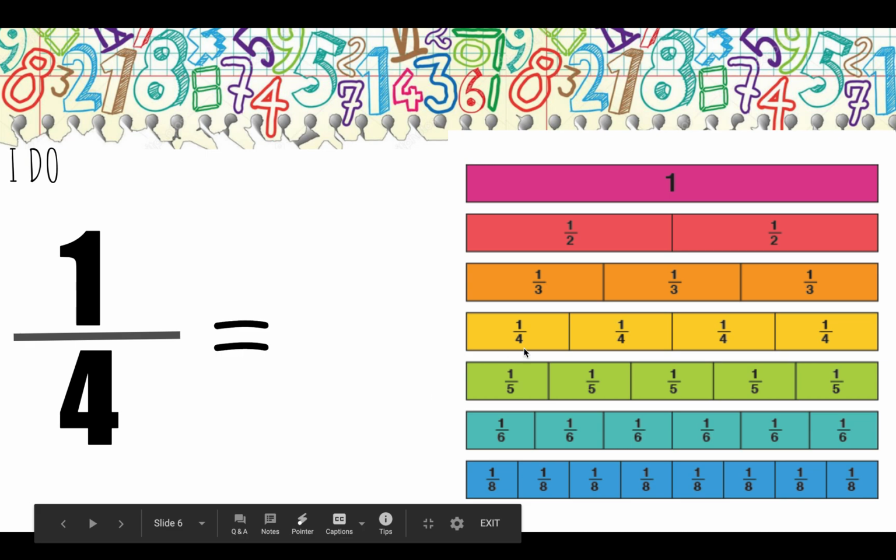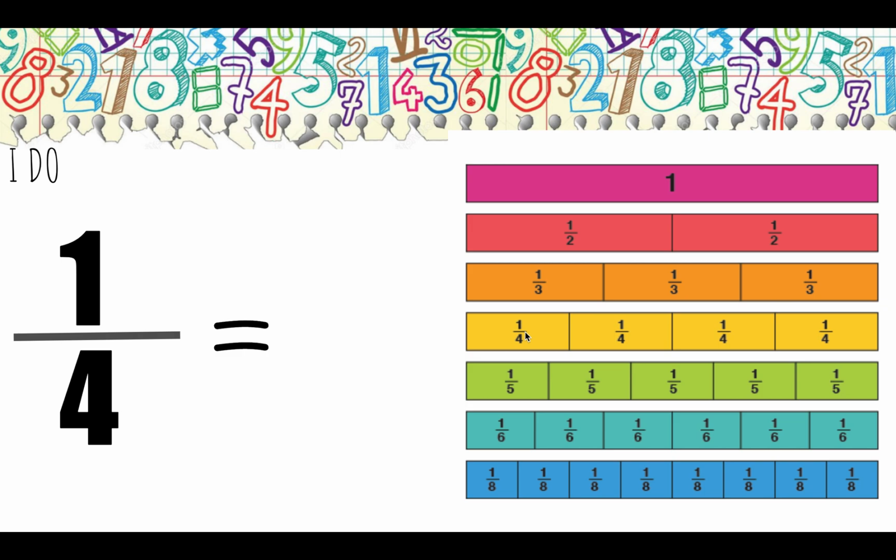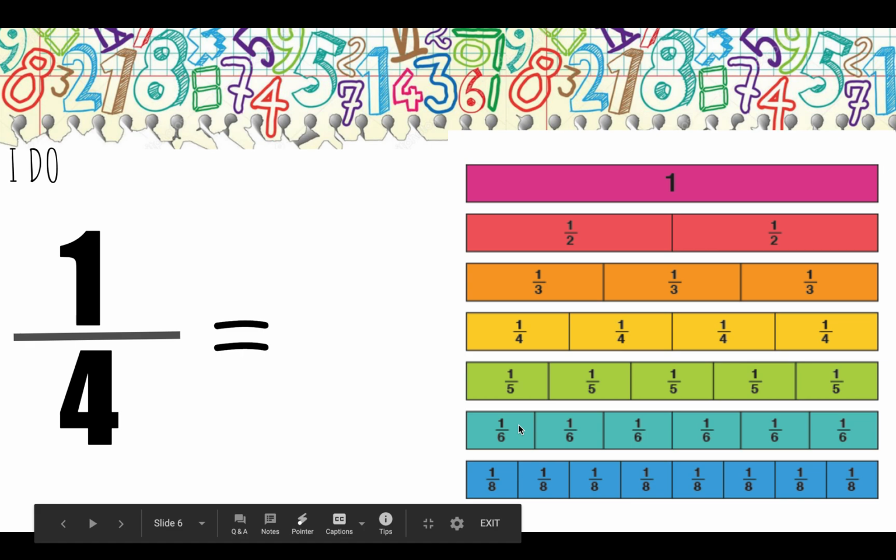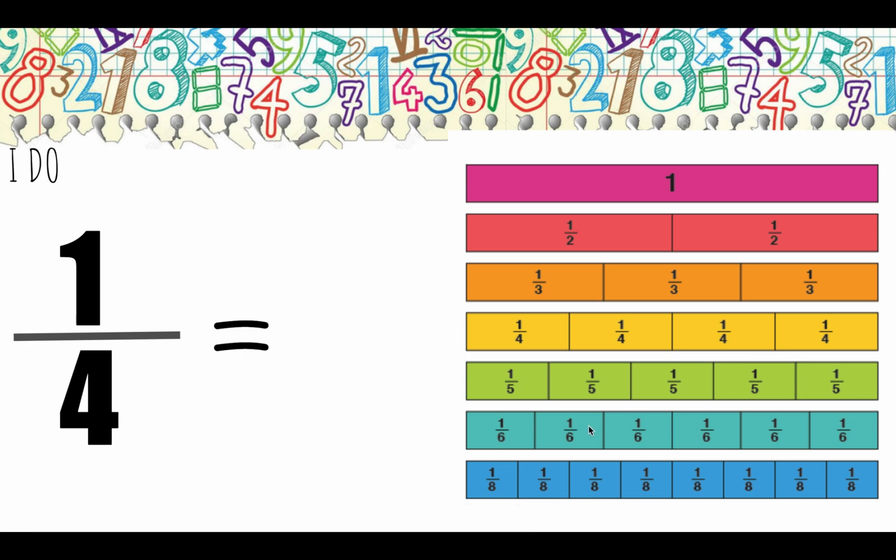Let's try 1/4. So this yellow one right here is my 1/4 strip, so I want to see what is equivalent to that. 1/2 is greater, so that does not work. Those are not equivalent. 1/3 is also greater, not equivalent. 1/5 is too small, but 2/5 is too large, so none of my fifth strips are going to work. 1/6 is too small, and again, 2/6 is too large, so none of my sixth strips work.